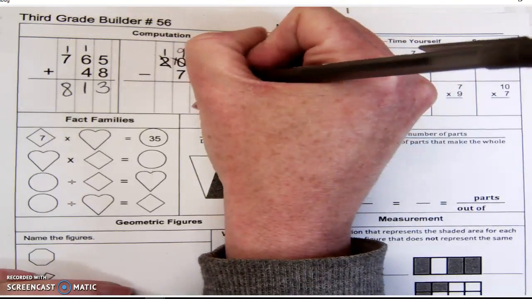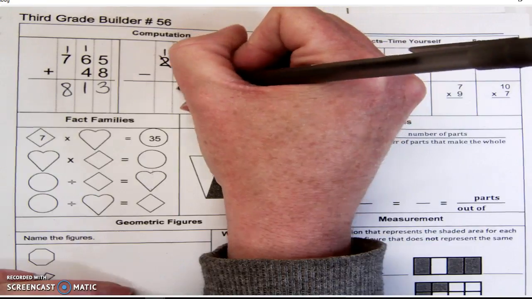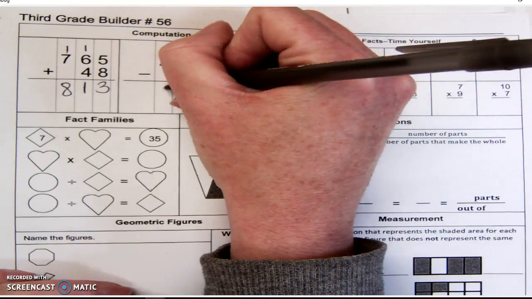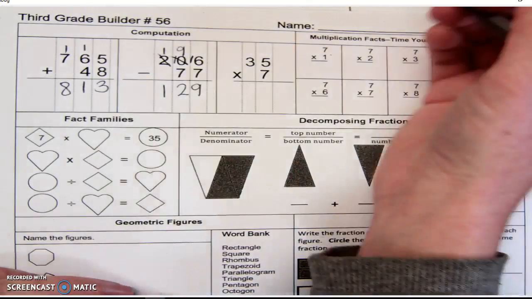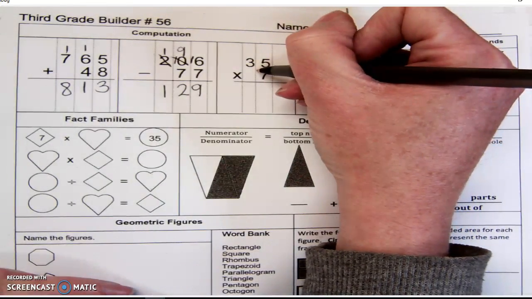16 minus 7 is 9. 9 minus 7 is 2. And 1 minus nothing is 1. 129 is our difference. Now we're going to multiply.